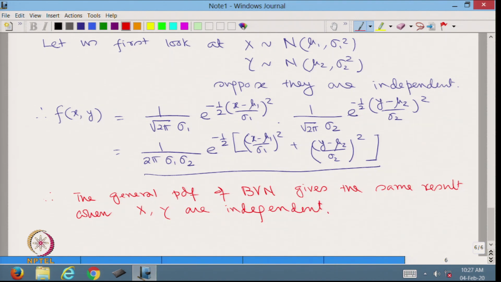But this gives us one more insight, that this term has become 2 pi, because for one normal we get 1 over root over 2 pi, for another we get another root over 2 pi. Therefore, root over 2 pi square, that is 2 pi, comes into picture.